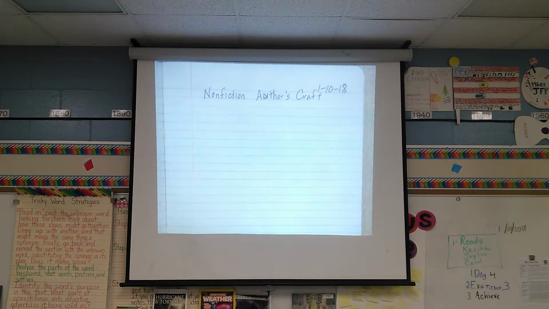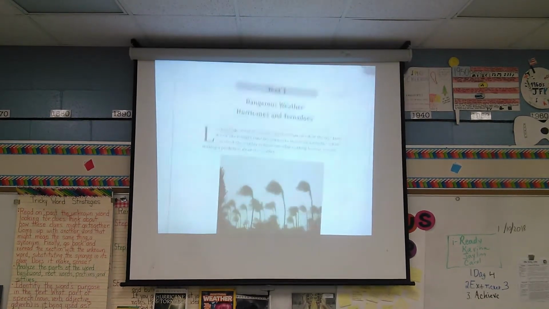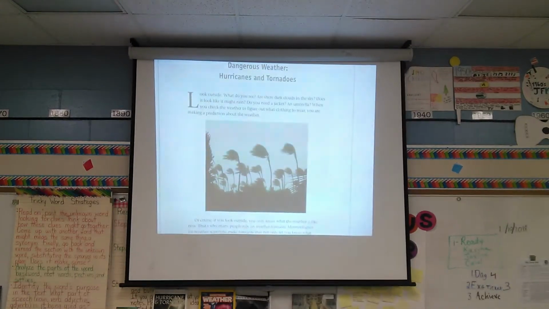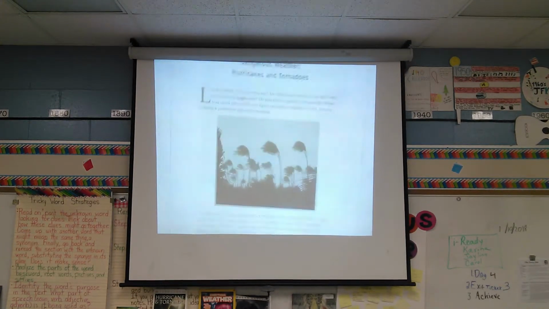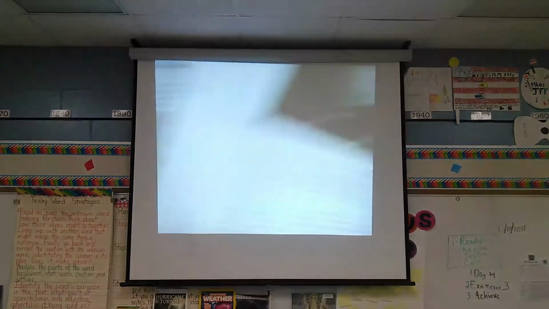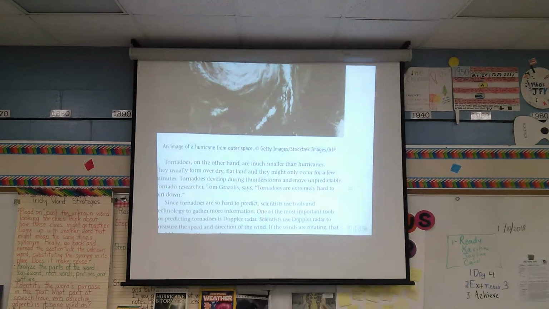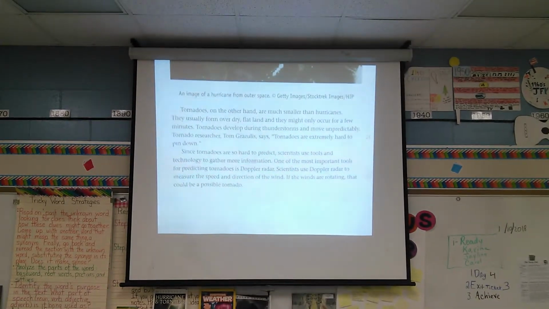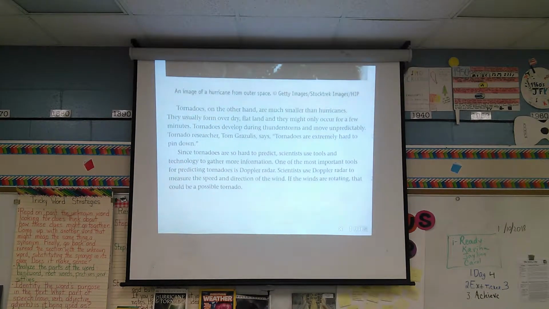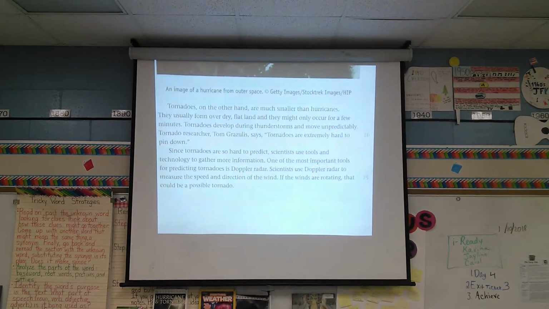Okay, let me show you what I'm talking about. Here is a good example. This is an article, and it is called Dangerous Weather, Hurricanes and Tornadoes. I want to bring your attention to lines 20 and 21 of this article. Let me move it up and zoom in a little bit so you can see it. And you can see the way it's marked here on the side. This is line 20 and then 21.